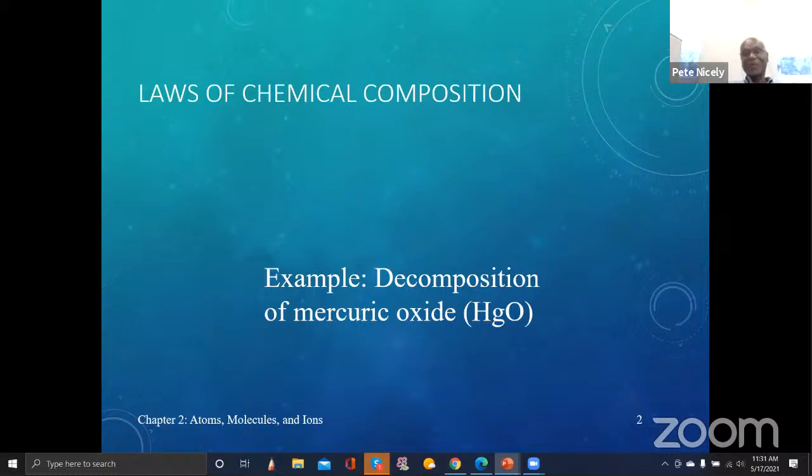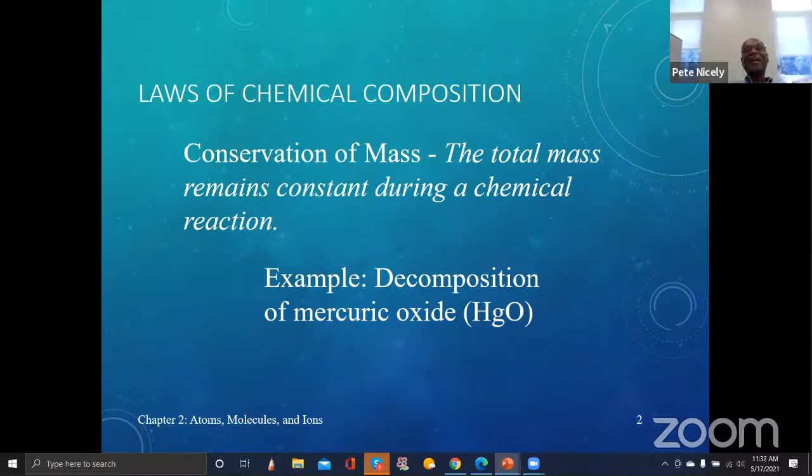Okay, so we're going to look at a couple of laws of chemical composition. And the first one is the conservation of mass law. If you look in different textbooks, you'll see that this is worded in different ways. The way it's worded here is that the total mass remains constant during a chemical reaction. So that's one way of expressing the conservation of mass law. In other textbooks, you see something like, in a chemical reaction, matter is not created nor destroyed. So that's another way of expressing the conservation of mass law.